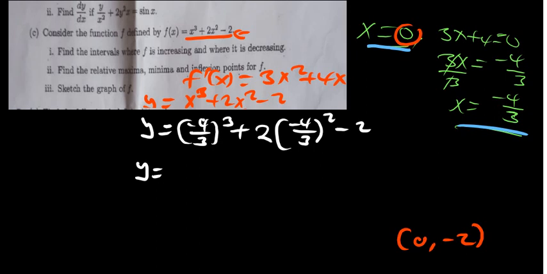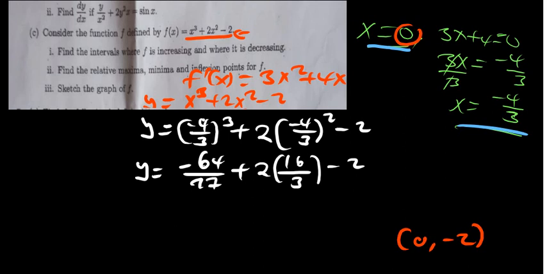Negative 4 to the power 3 is negative what? 4 times 4, 16 times 4, 64. So it will be negative 64. Negative 64 divided by 3 times 3, 9 times 3, 27. Then this is going to be plus because this is squared. So I'll have 2 open brackets. This is going to be 16 divided by 3 minus 2. Y will be equal to negative 64 divided by 27 plus. This is going to give us 32 over 3 minus 2.